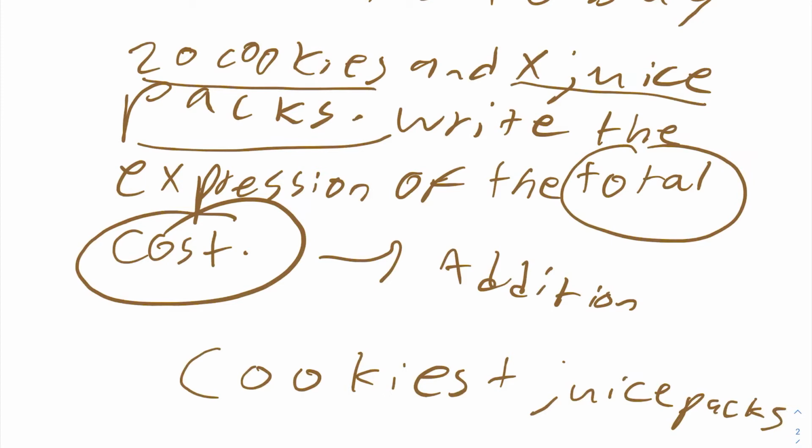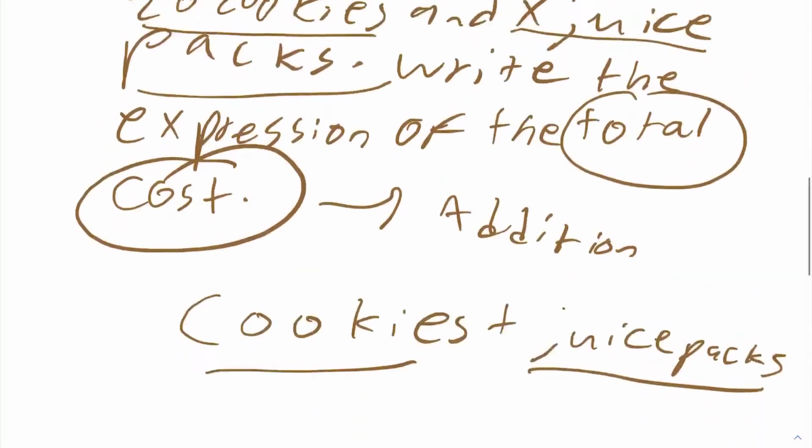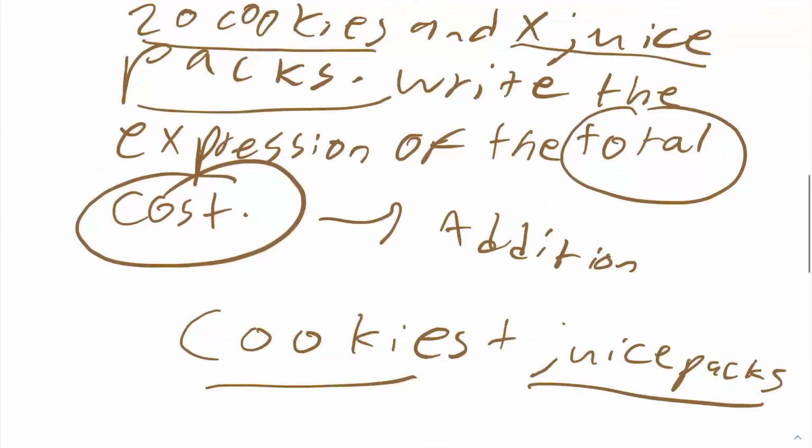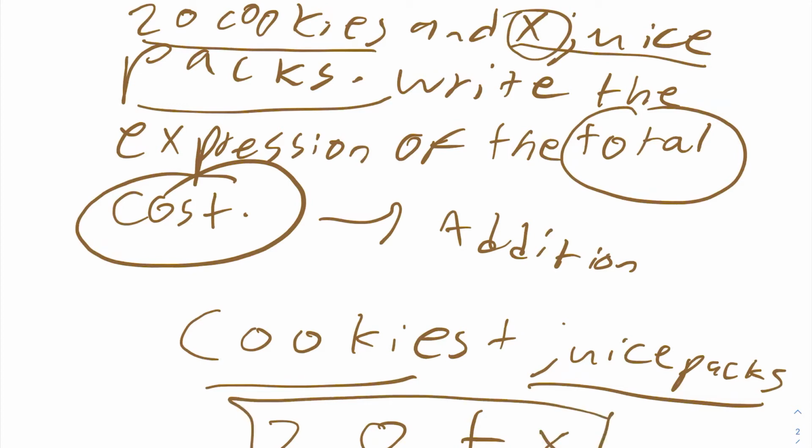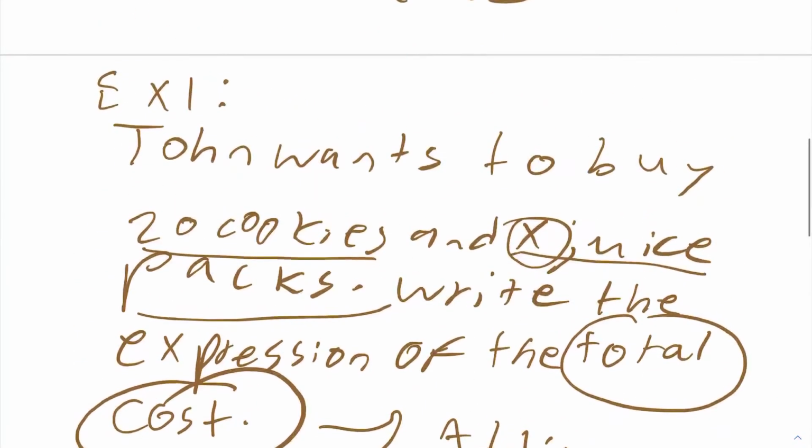And all we now have to do is represent cookies and juice packs like how it is in the question. Since it says 20 cookies, we write 20 plus X juice packs, which means that the answer is 20 plus X. And we don't need to worry about the order because this question is just basically addition. Now, let's try a more complicated example.